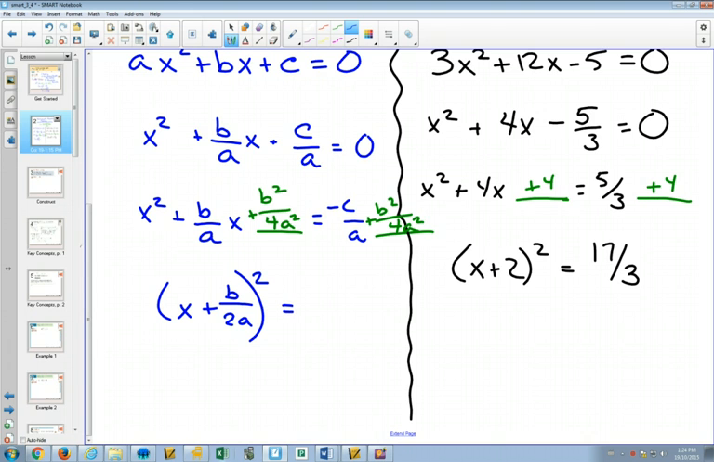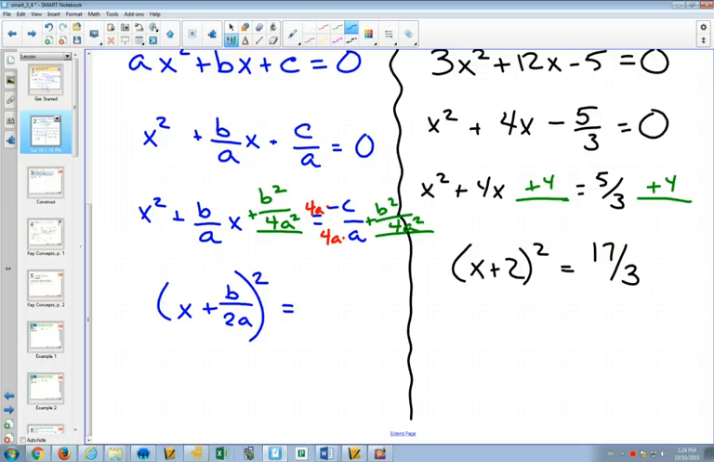On this other side, in order to add those together, we're going to need a common denominator. On the bottom of the one is 4a squared. On the bottom of the other one is just a. So if I multiply this first fraction by 4a on the top and the bottom, I'll get 4a squared as a common denominator.